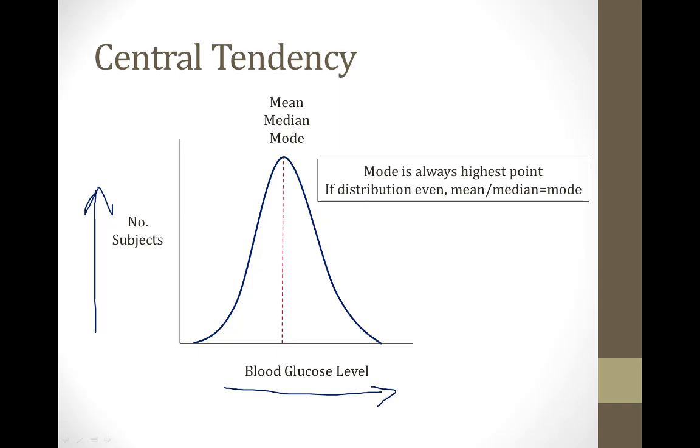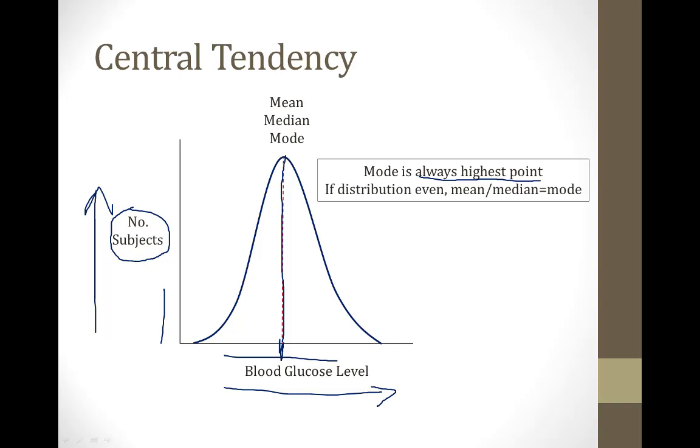Now, I haven't given you any numbers down here on the x-axis or on the y, but we can still figure out where the mean, median, and mode are just based on the shape. So the mode is very simple. It's always the highest point. Remember, the mode is the number that occurs most commonly, and we have number of subjects over here on the y-axis. So that's the number of times that recording occurs. So whatever this blood glucose level is the most common, and that's why it's the highest point on the curve.